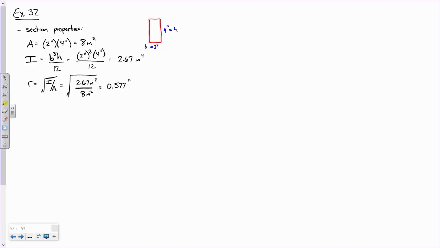Now, this column, what are the boundary conditions for this column? Is it pinned? What's the deal? It's fixed. So if I have a column that's fixed, what is K going to be? 0.5. Okay, if that's the case, now we can start doing some calculations.